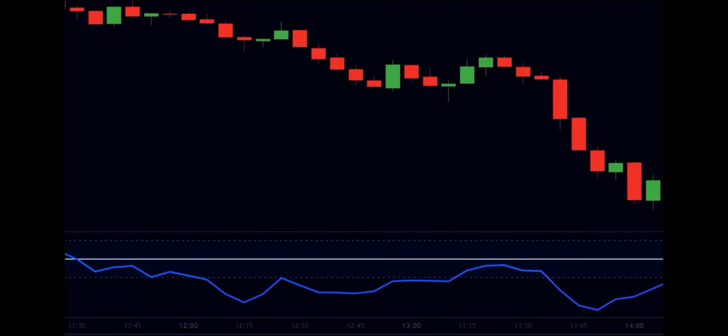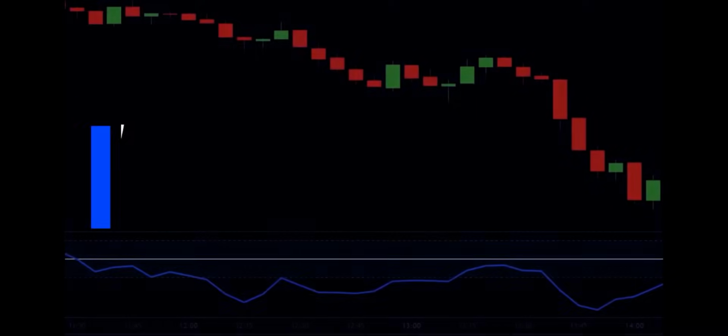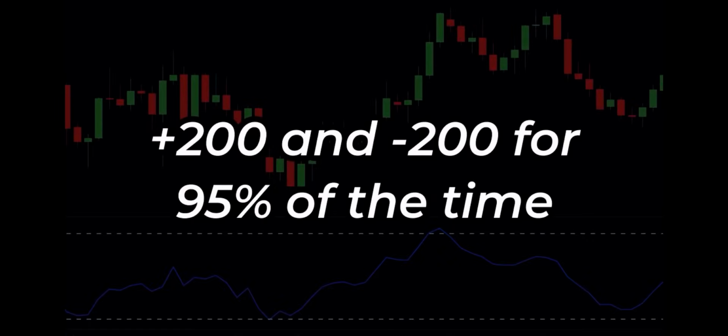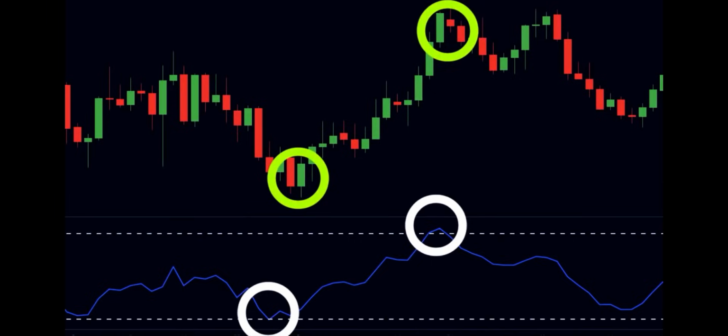Now, let's look at the last use of the CCI indicator. That is, how to identify potential areas of reversals using the CCI. If you study the CCI for long enough, you will realize that the CCI line stays within the plus 200 and minus 200 range for 95% of the time. When the price does go beyond this range, we often see immediate reversals take place.